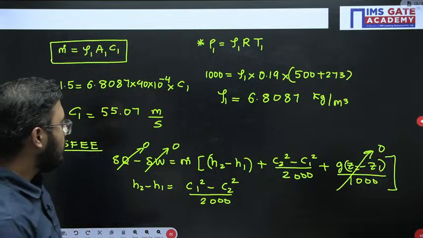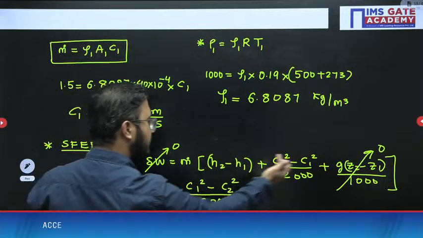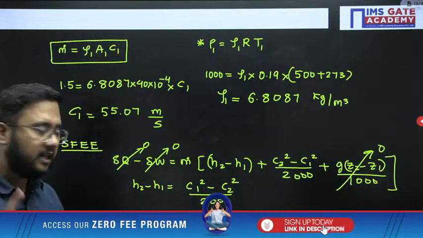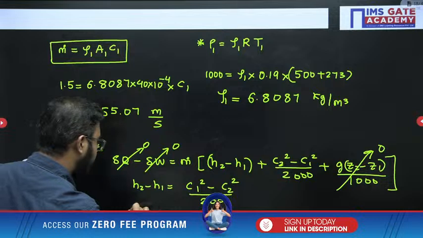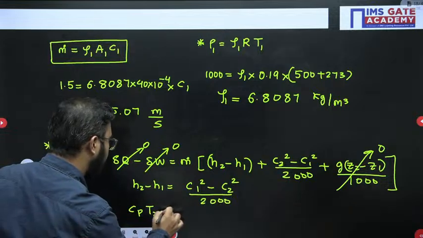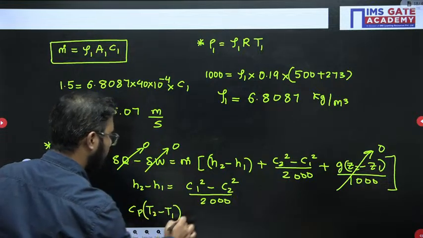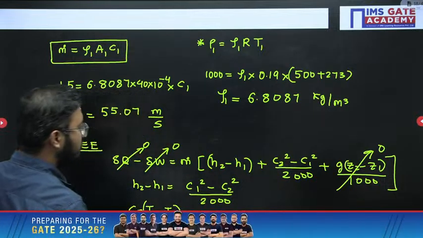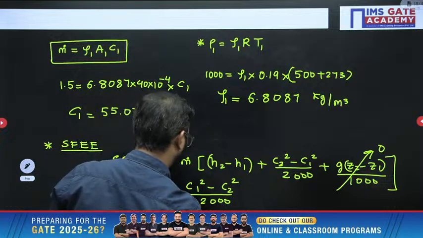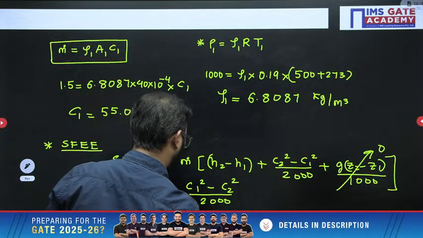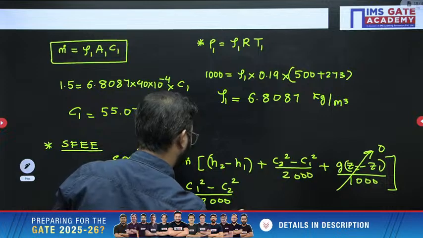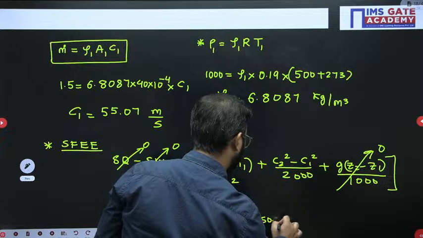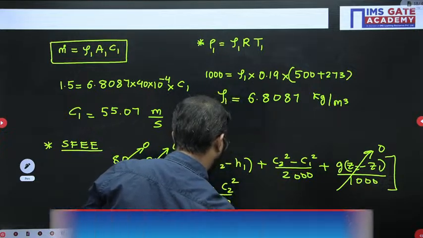Either way you will get the same answer. There is no problem. So what I have done, H2 minus H1, keep it here. This part I have taken on the other side, so C1 square minus C2 square will be there because of the negative sign. Now H2 minus H1 will be Cp into T2 minus T1. This is C1 square. What is C1 square? 55.07 square minus 10 into this one, so it would be 550.7 whole square divided by 2000.